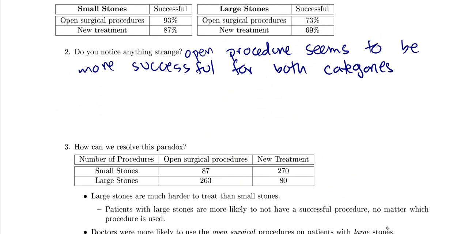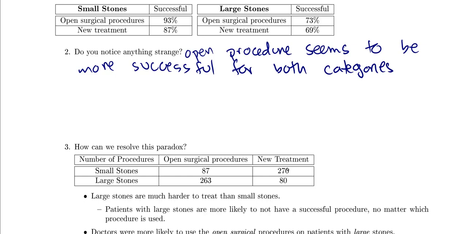Well, you have to go through and look at the number of procedures that were done with the open and new treatments based on if it's a small or large stone. So if you look at this, they gave a lot of the large stones to the open surgical procedures, and they gave the small stones to the new treatment. But it turns out the large stones are much harder to treat than small stones. Patients with the large stones are more likely to not have a successful procedure, no matter which procedure is used.